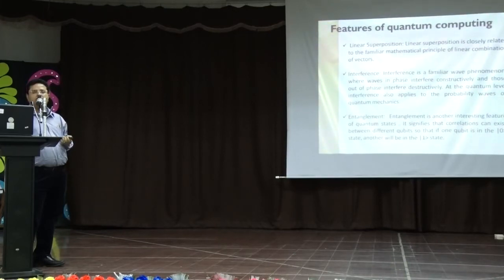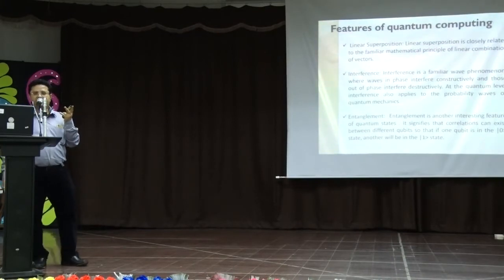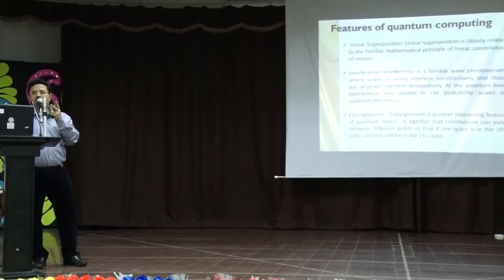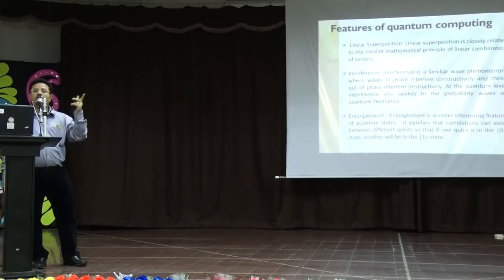Correlation in the sense, if two qubits are entangled, that's the property of entanglement. If they are entangled with each other, that means that if you measure one qubit and it results in a value 0, the other qubit will automatically yield 1, and vice versa. So it's very important.